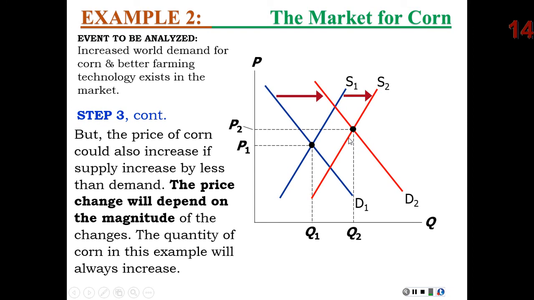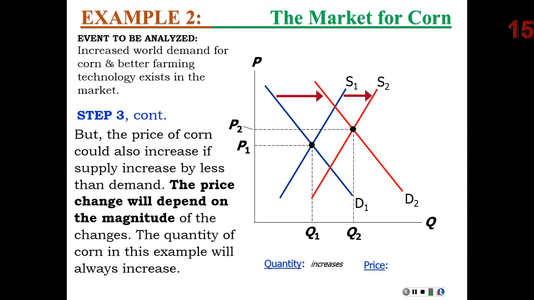Okay? Here's the key. The key is that whenever you shift both the curves, one of the variables, price or quantity, will always definitely go up or down. In this case, it's quantity. Quantity clearly goes up. The reason you know that is because when you increase supply by itself, quantity goes up. When you increase demand by itself, quantity also goes up. So because it increases both times, in either case, you know quantity is definitely going to increase whenever both curves shift.